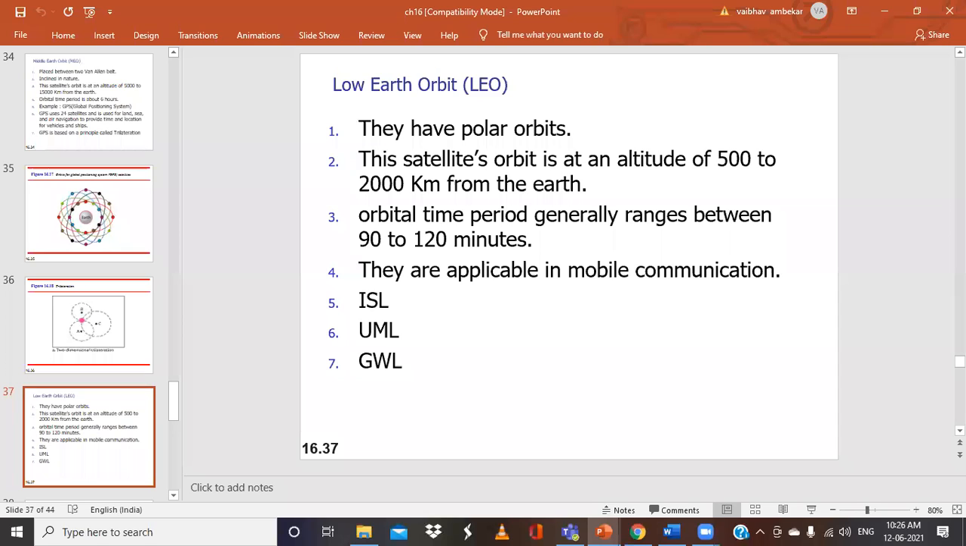So we can say that they are very, very fast compared to the earlier ones. And a LEO system has a cellular type of access. Like a cellular telephone that we have discussed, it is similar to that.